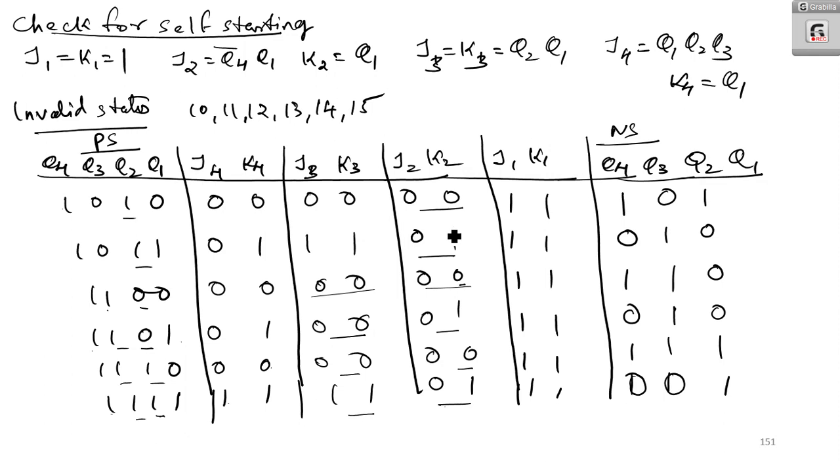Sorry. See here, last element J2 K2. K2 is 1, so it is reset. So 1 will be reset to 0. There is a mistake over there. Right. Now coming into Q1.